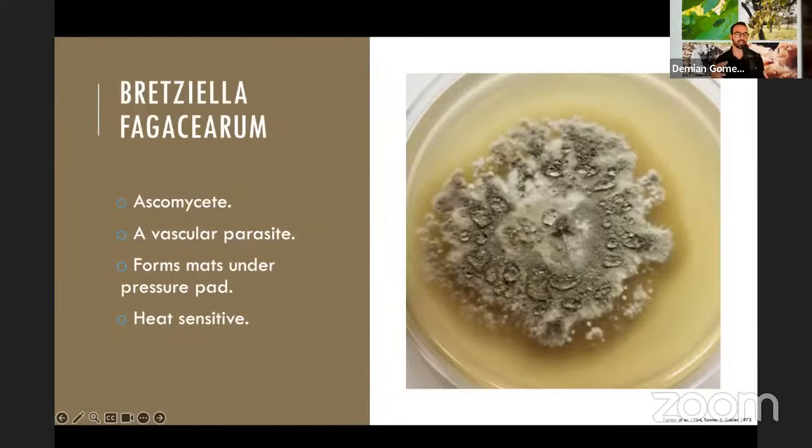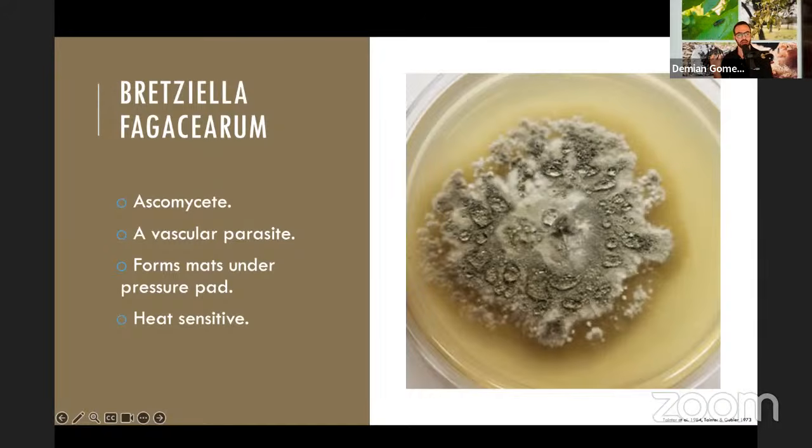So Bretziella is an ascomycete. This is a large group of fungi that produce spores in these structures or sacs that are called asci, and that's where the ascomycete name comes from. And as we already said, it's a vascular parasite. It also has this particular trait that it creates fungal mats under the bark of certain trees, and we're going to be talking a little bit more about that. But basically it creates these structures full of spores that are called fungal mats.